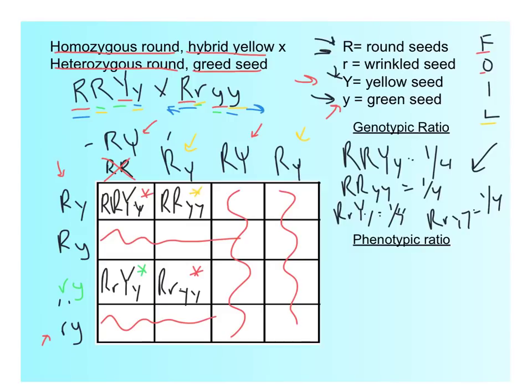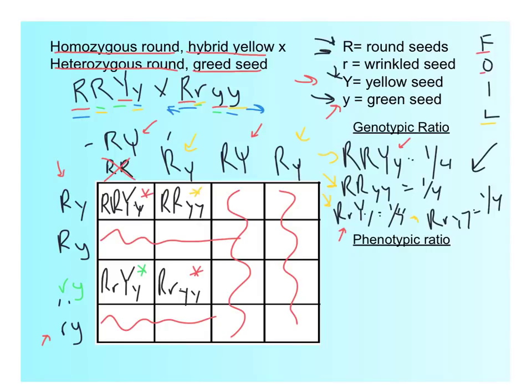So, all right, now the only thing is, what do these things look like? What's the phenotypic ratio? This one's going to have round seeds because it's got two big R's. That's going to have round seeds, two big R's. That's also going to have round seeds. They're all going to have round seeds. So it's just a matter of, are they going to be yellow or are they going to be green? This one's got one dominant allele, so it's going to be yellow. And this one's got one dominant allele, it's going to be yellow.